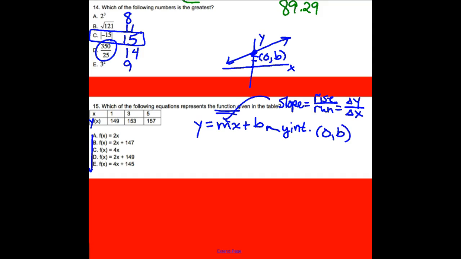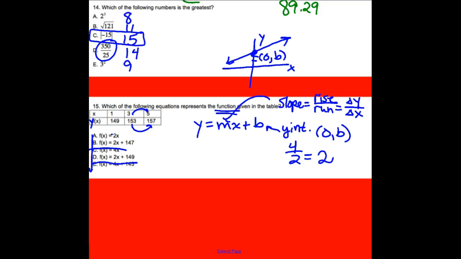Having said that, let's go back. We know we have a linear function. My slope is either going to be 2 or 4, so let's go determine what it is. All I need to do is figure out rise over run, or change in y over change in x. It's easiest just to kind of go like this. It's going up 4 over 2. And 4 over 2 yields a slope of 2. So what I know is it's not C, and it's not E.